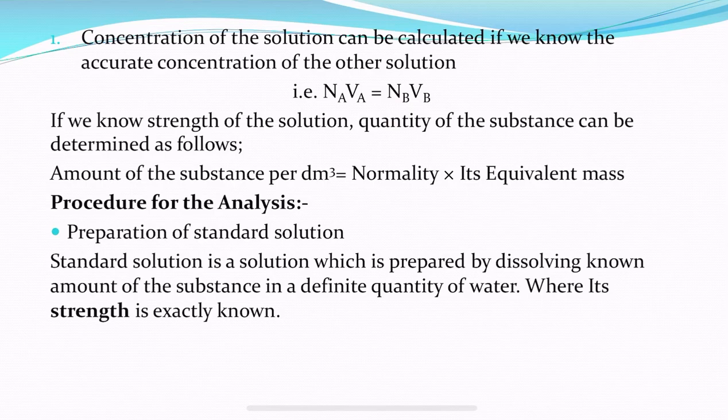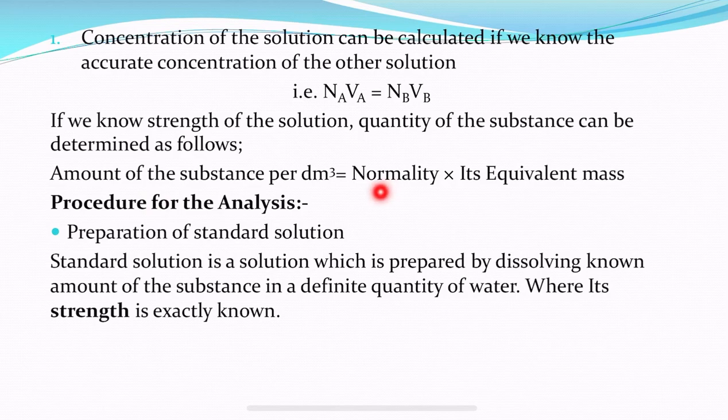The amount of substance per dm cube, that is, how much substance is present in 1 liter of a solution, will be equal to the normality which I have found out here, multiplied by its equivalent mass. That gives how much amount or quantity, in terms of mass, it has.